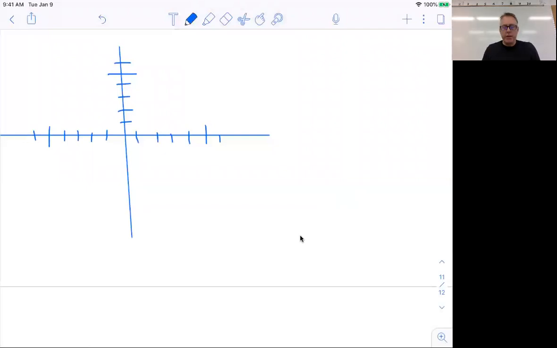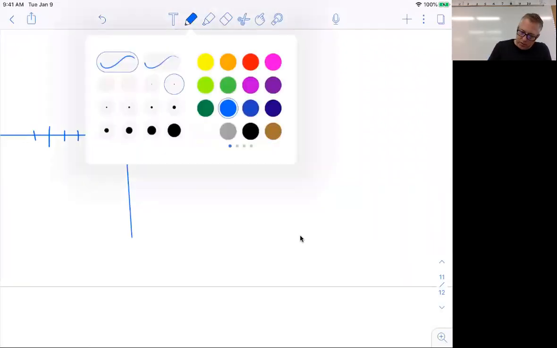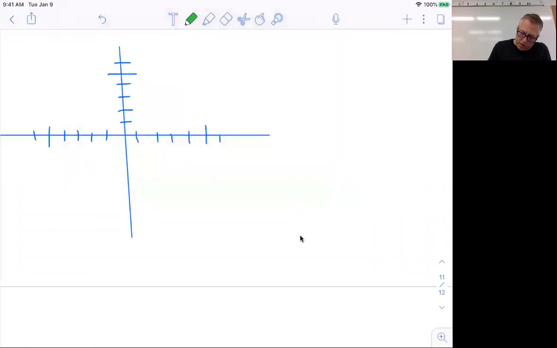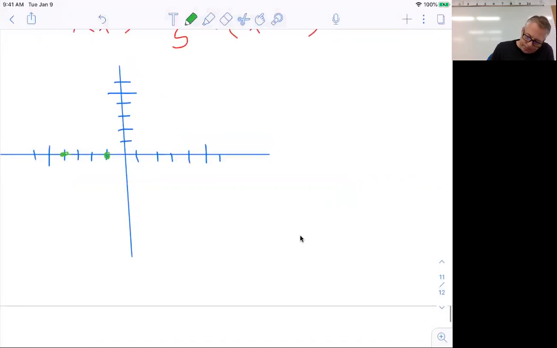All right, I'm going to place some points here for our graph. I'm going to put a point at -1, 0. So -1 is a root. -4 will be a root. And let's have a y-intercept at +6.